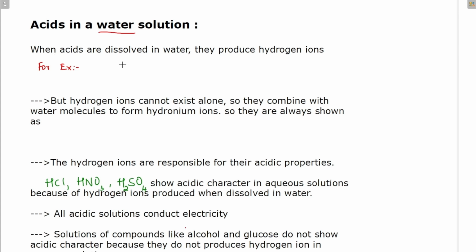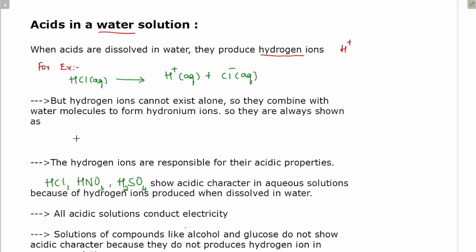When acids are dissolved in water, they form hydrogen ions, which are nothing but H plus ions. For example, the aqueous solution of hydrochloric acid will form H plus ions, that is hydrogen cation, and chloride anion. But remember, these hydrogen cations cannot exist alone. They are unstable, so they always combine with water molecules to form hydronium ions.